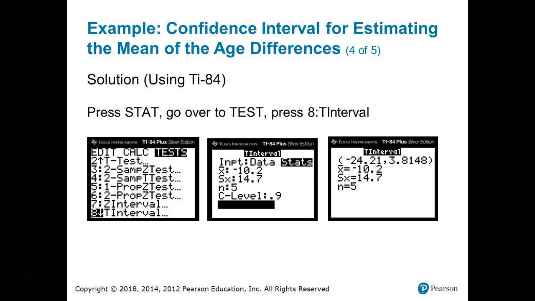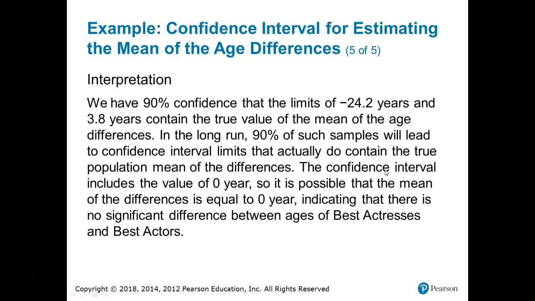Now showing you with technology, hit stat, go over to tests, press 8 for t interval, type in your values as you see here. Go to calculate where it's highlighted right here, hit enter, and then here's the same values over there. And then we have a 90% confidence that the limits of negative 24.2 and 3.8 contain the true value of the mean. So the confidence interval includes the value 0, so it is possible that the mean of the difference is equal to 0, indicating that there is no significant difference between the ages of best actresses and best actors.